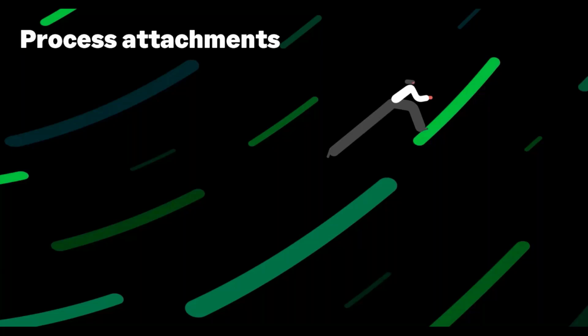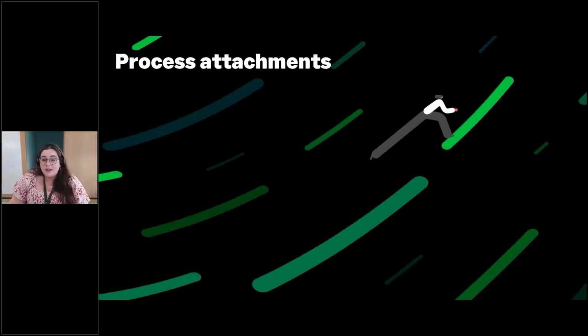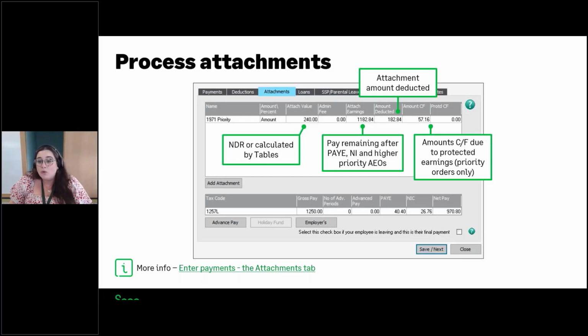So that is about it for the demonstration, but I do just want to go back to the slides and have a little bit of a recap of what we did there. I know there was a lot of information there. So the attachments tab in Enter Payments does give you all of the information in detail regarding the attachments. You've got the attached value on the left, so that's either going to be the normal deduction rate which you've added, or using the tables in the legislation. You've then got the admin fee, so that would be £1 if you've set that up.